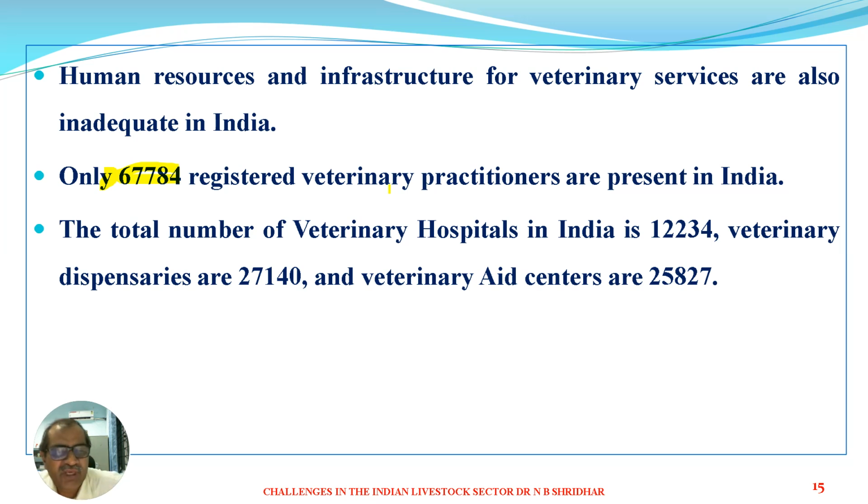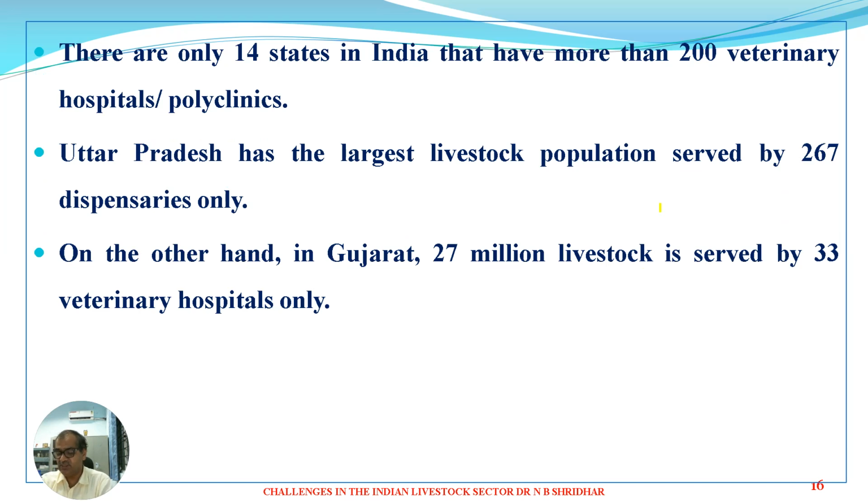The number of veterinary hospitals in India is about 12,234. Veterinary dispensaries are 27,140. Veterinary aid centers, the primary veterinary care centers, are 25,827 as per the recent data. We need to really worry about this statistics, as we need to check and measure the system, which is very inefficient in taking care of livestock health.